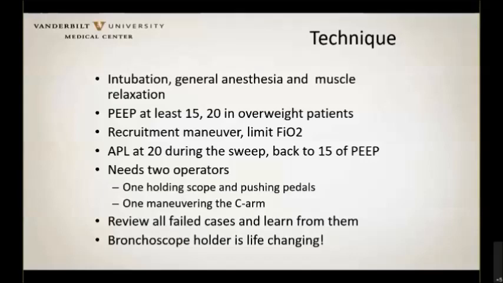Now, I put that you need 2 operators. That's probably true. If you're doing navigation bronchoscopy on your own, it becomes a bit overwhelming, especially if you don't have a bronchoscope holder. And if you don't have one, try to figure out how to make one or find one in the OR, because that really changes your life. The ability to have your scope fixed and just worry about the edge catheter is really great. And obviously review all cases with whoever is helping you out, and learn from your failed cases. That's really important.